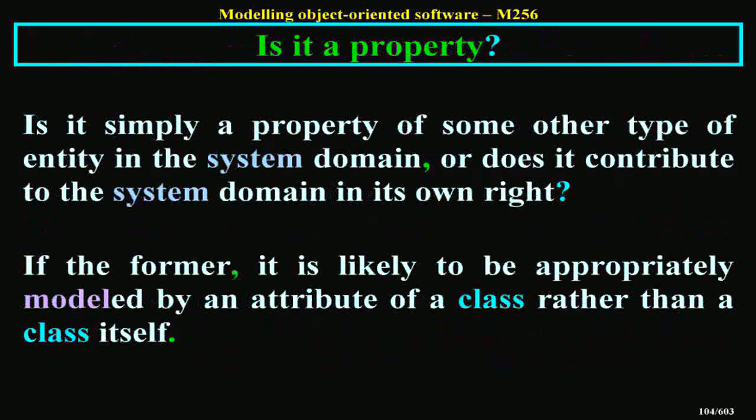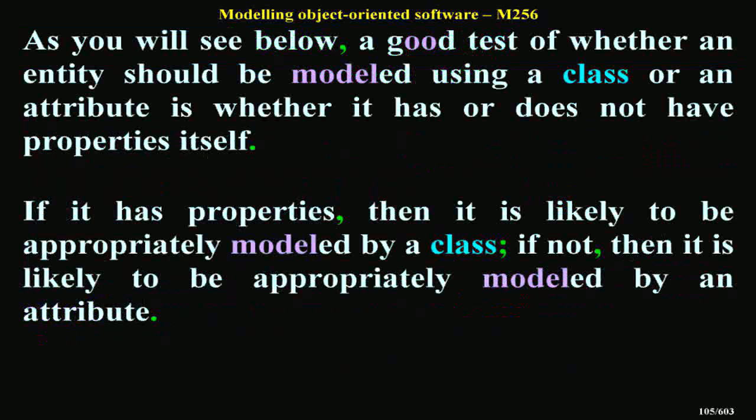Is it a property? Is it simply a property of some other type of entity in the system domain, or does it contribute to the system domain in its own right? If the former, it is likely to be appropriately modeled by an attribute of a class rather than a class itself. As you will see below, a good test of whether an entity should be modeled using a class or an attribute is whether it has or does not have properties itself. If it has properties, then it is likely to be appropriately modeled by a class. If not, then it is likely to be appropriately modeled by an attribute.